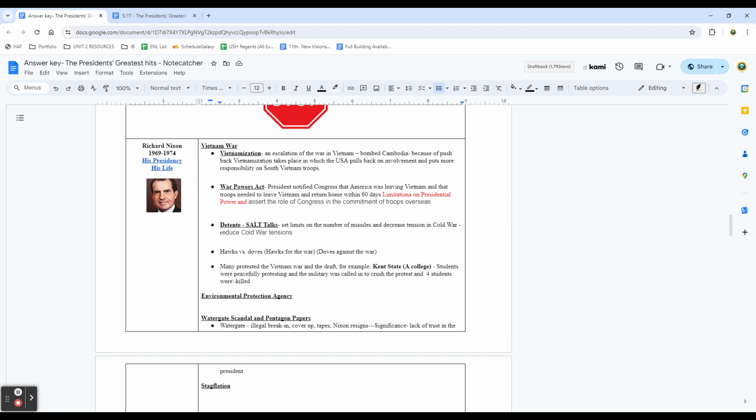For Richard Nixon, you should know about Vietnamization. This is foreign policy, but it's also reducing the amount of American troops in the Vietnam War. Vietnamization is really removing American troops from the Vietnam War and negotiating with the Viet Minh and the Viet Cong for peace, but also stepping up airstrikes in Cambodia and Laos and North Vietnam.